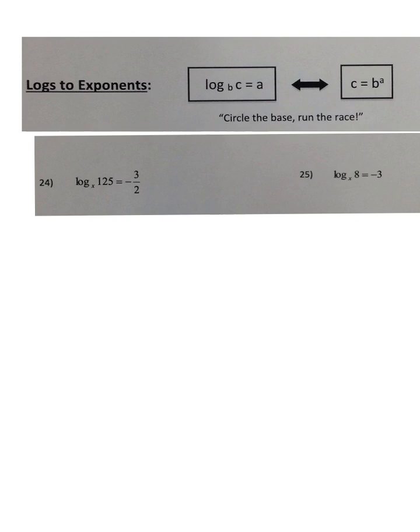Okay, so now let's look at number 25. And again, we're going to do the same thing. We're going to circle that base, run the race, and that's going to be x to the -3rd power, and that equals 8. All right, so the x is not by itself. We've got a -3rd power there.